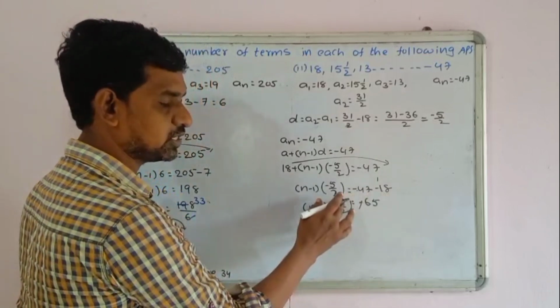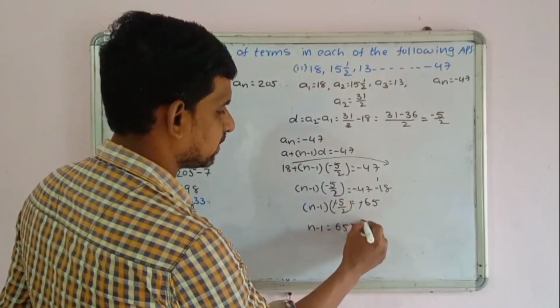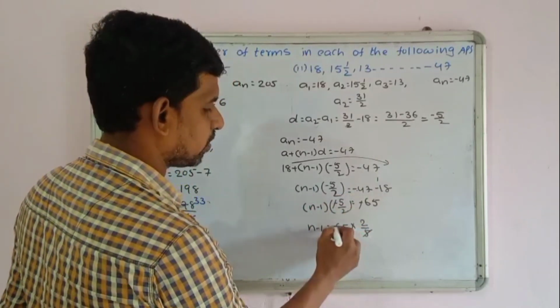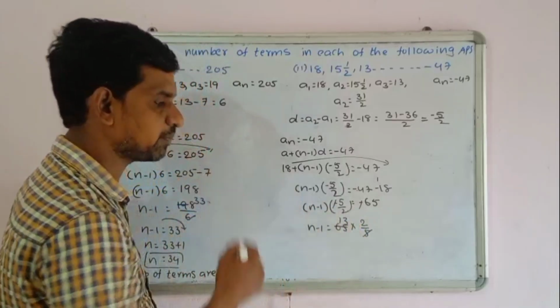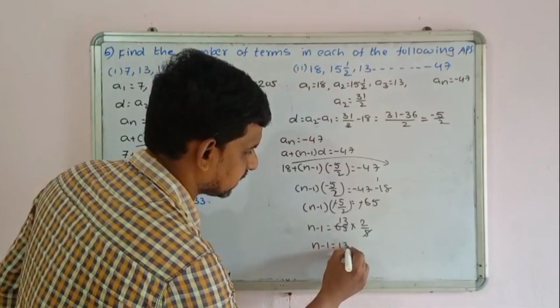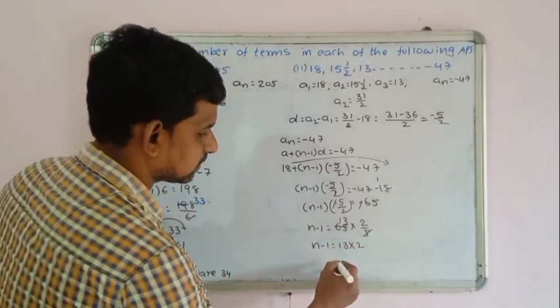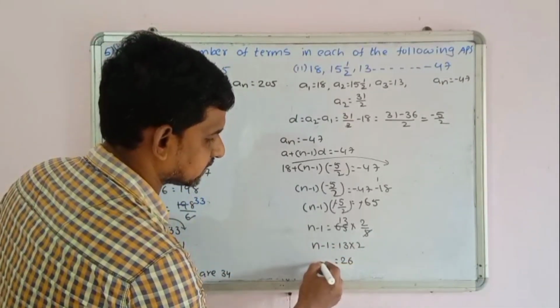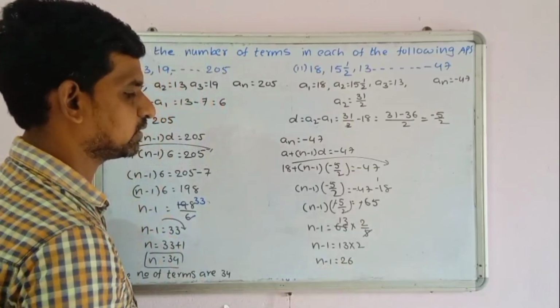Here, transpose to the right side: reciprocal of 5 by 2 is 2 by 5. So 5 how many times? 13 times. 5 13s are 65. n minus 1 equals 13 times 2. So 13 times 2 is 26. n minus 1 equals 26.